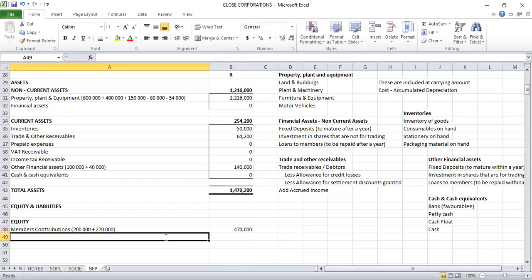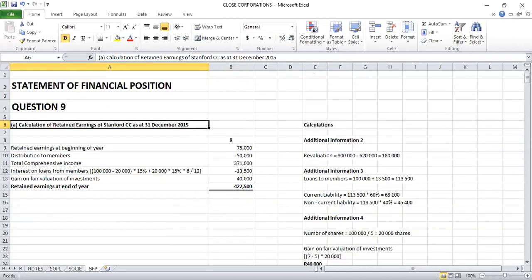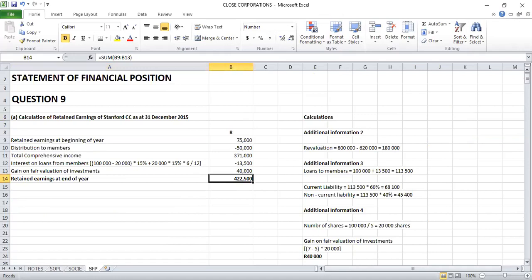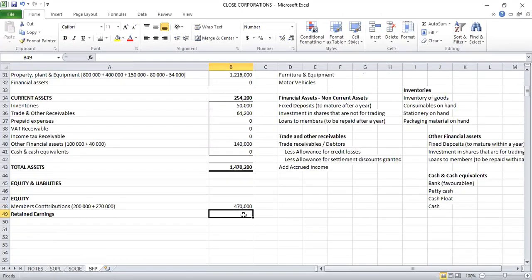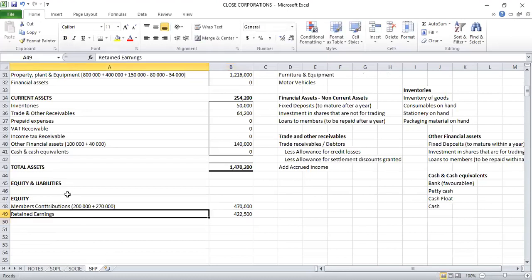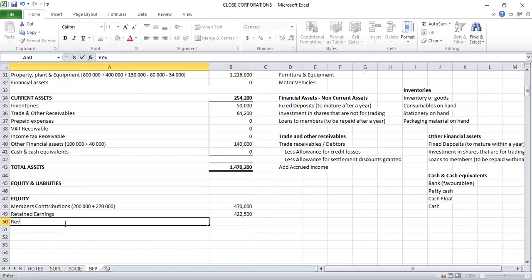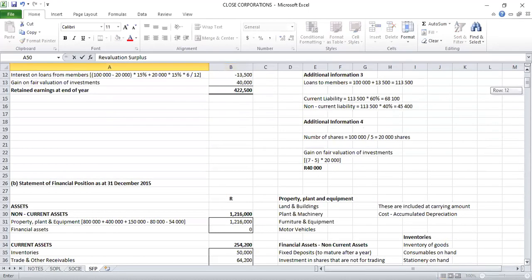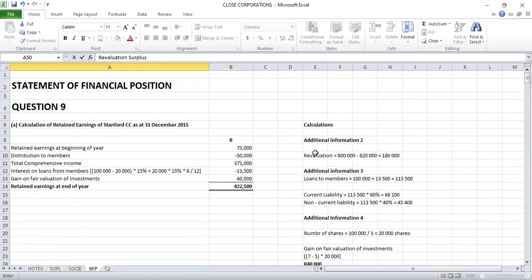Then we have our retained earnings, which we calculated for number A. This one here, we did the calculation of retained earnings. So that would be 422,500. Then we've got revaluation surplus, which we calculated here. If there's an upward revaluation of land and buildings, there will be revaluation surplus. We calculated it here, it's 180,000.